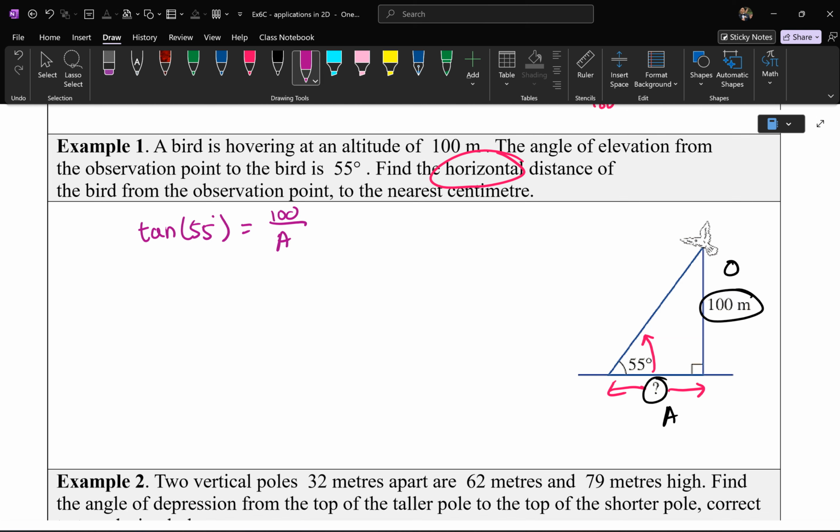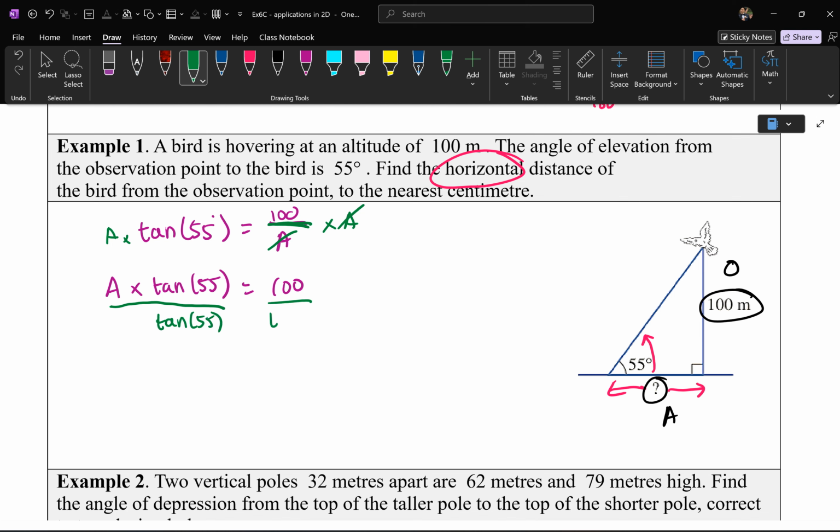This is what you did in exercise 6A. How do we solve for A? What do we do? Very good. Multiply both sides by A because that's the opposite of divide. So times them. A divided by A cancels out. You end up with 100 is equal to A times tan of 55. But I don't want A times tan 55. I just want A. So how do I get rid of times tan 55? Divide. Very good. So here, opposite of times is divide. Divide by tan 55 on both sides.